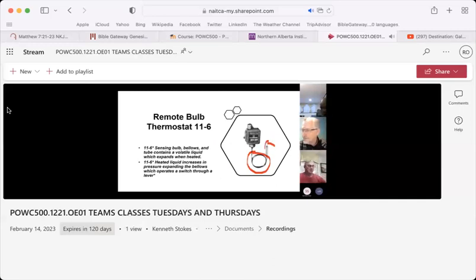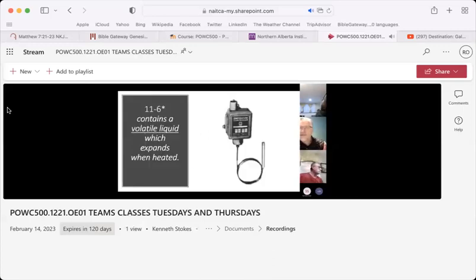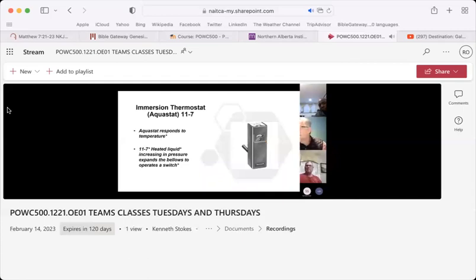Remote bulb thermostat. So this one has a long capillary tube with a bulb at the end. There's a bellows inside the housing, contains volatile liquid in the bellows and the bulb and the tube. And when this liquid is heated and expanded, it increases in pressure, expanding the bellows, and operates a switch through a lever. The principle of that one is contains a volatile liquid which expands when heated. So bellows in here, remote bulb type thermostat.